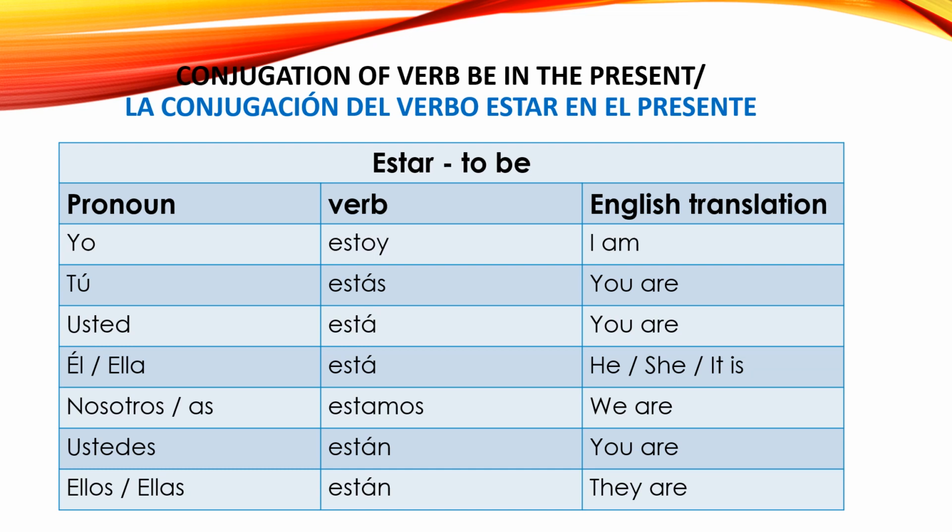So let's start conjugating this verb. Yo estoy, I am. Tú estás, you are. Usted está, you are. Él está, ella está. He is, she is, and also it is. Nosotros estamos, nosotras estamos when you refer to female. We are. Ustedes están, you are. Ellos están, ellas están, they are.